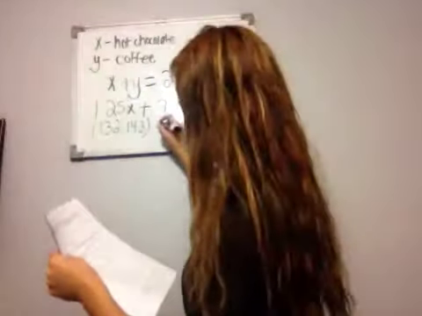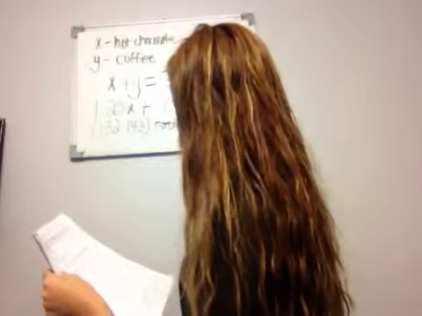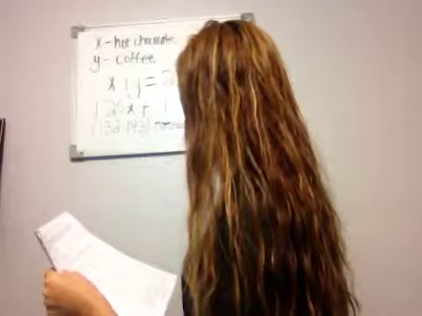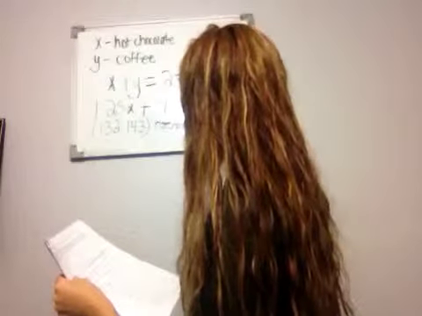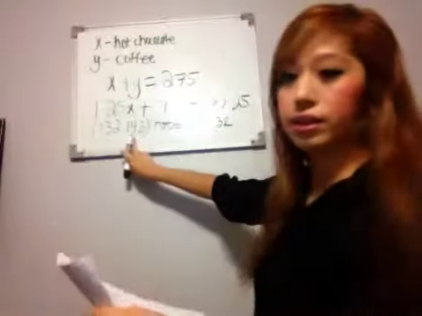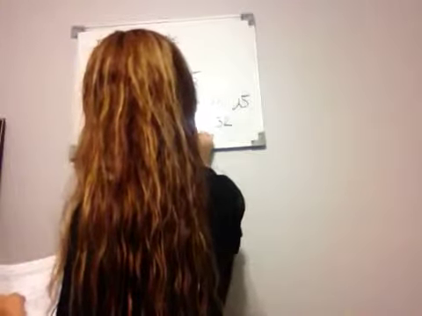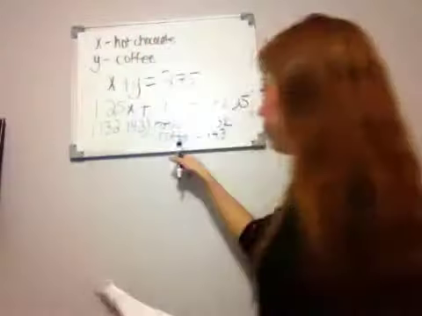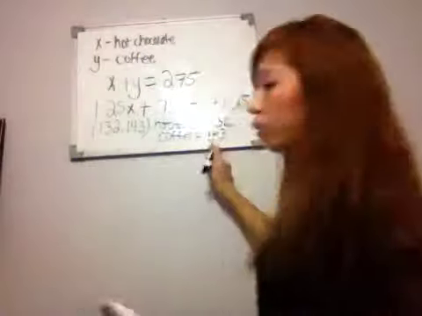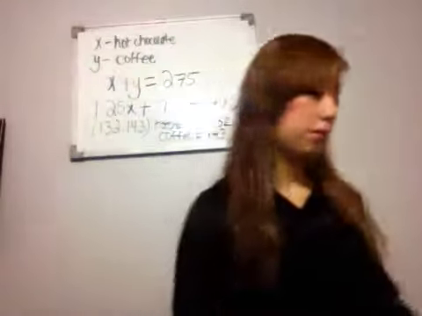So you go ahead and put hot chocolate 132, and coffee is the next number, which is 143. Good job. Coffee 143. So there you go. Very simple to solve this problem.